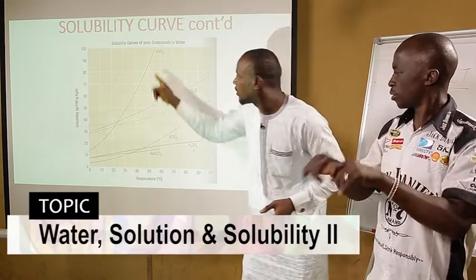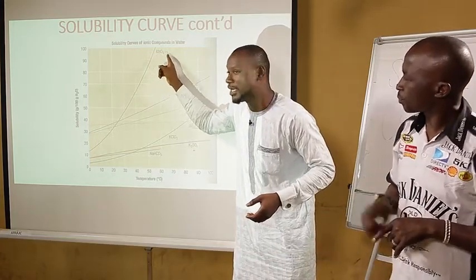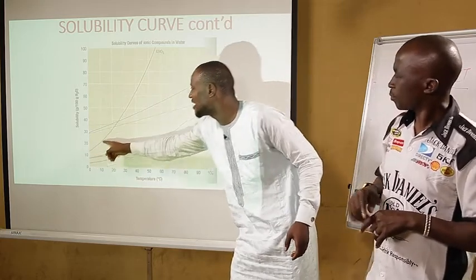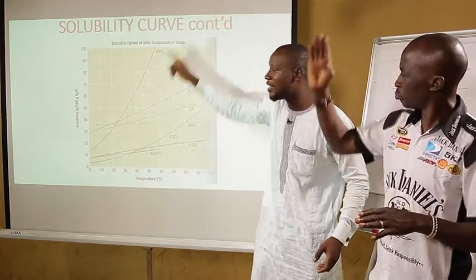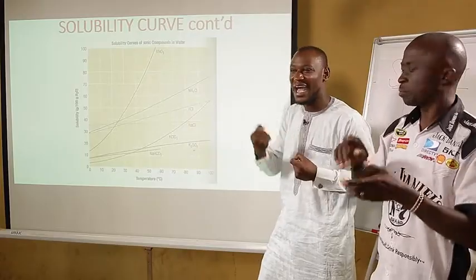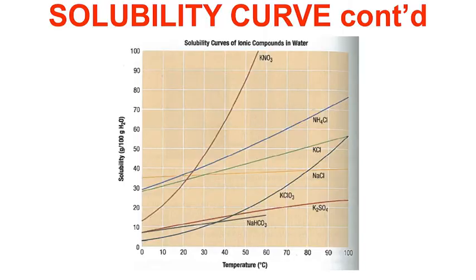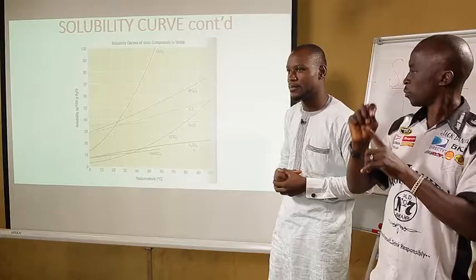Then in a situation like potassium trioxonitrate(V), you see that the graph tends to be horizontal. When that happens, that means temperature has a high effect on the solubility. An increase in temperature makes more solid to be dissolved.